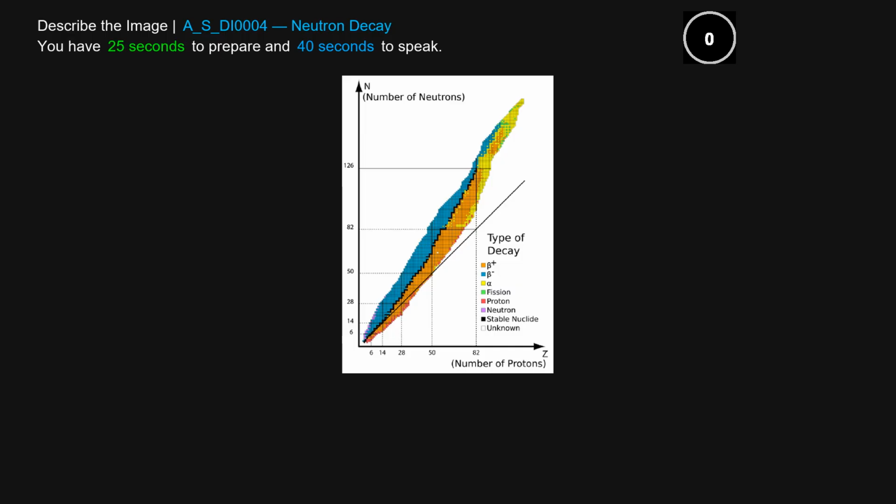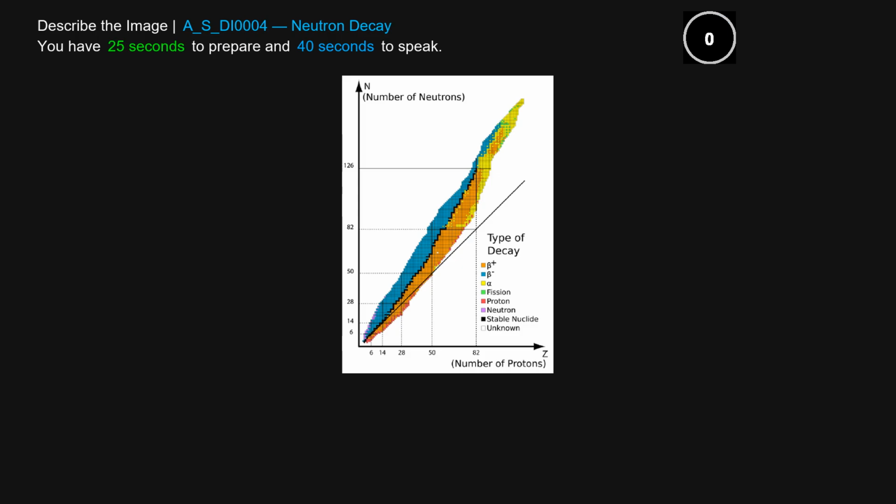From the image, the highest number is in alpha, which is 126. However, the lowest number is in unknown, which is 6, and we can see a small increase in the first period and then a decrease in the second period. In conclusion, the picture is very informative.